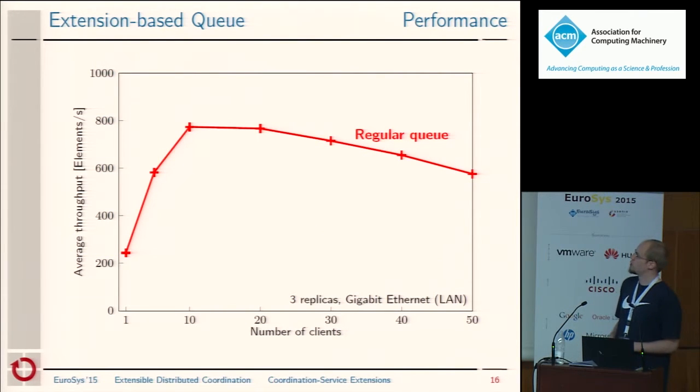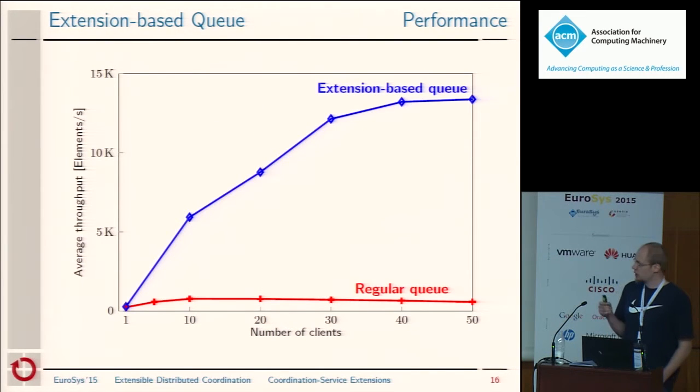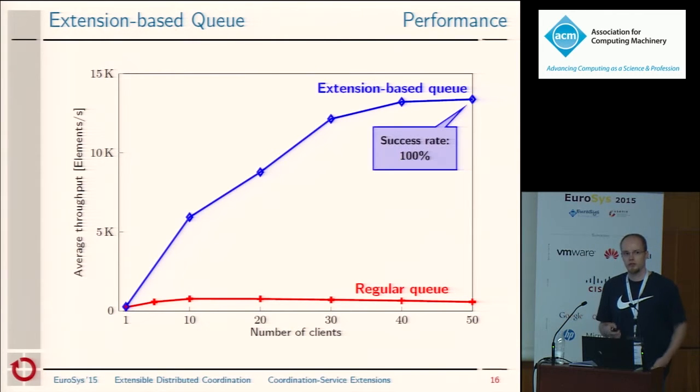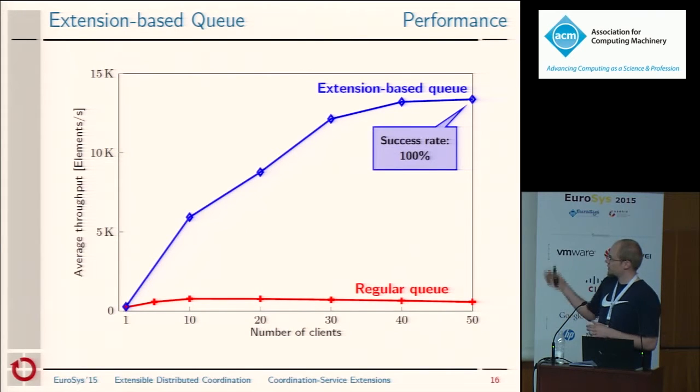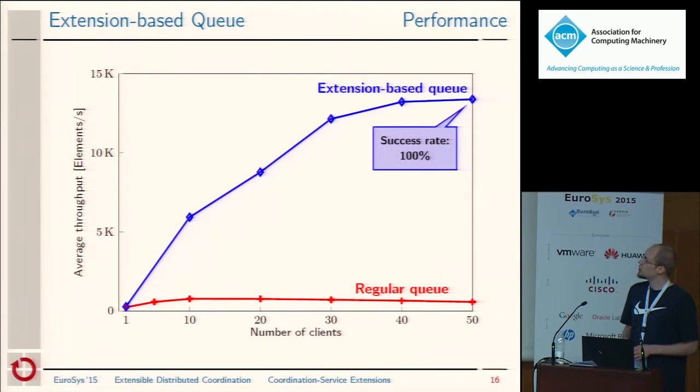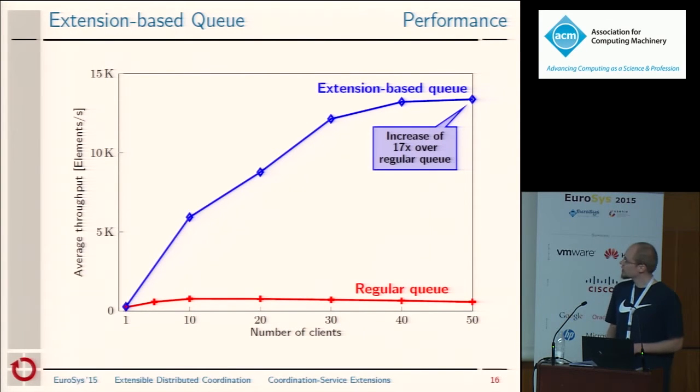So what's the impact on throughput? This is the ZooKeeper result of the regular queue. The first thing we will learn is that we need a bigger scale. Because there are no retries, and remove operations on a non-empty queue always succeed, we have a success rate of 100% for the remove operations, and this allows the extension-based queue implementation to achieve above 14,000 elements per second, which is more throughput by a factor of 17.